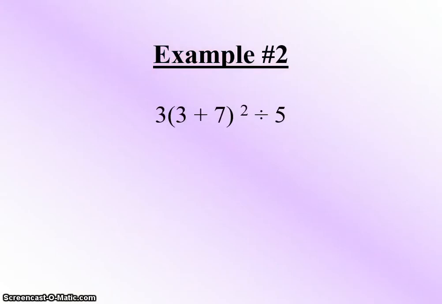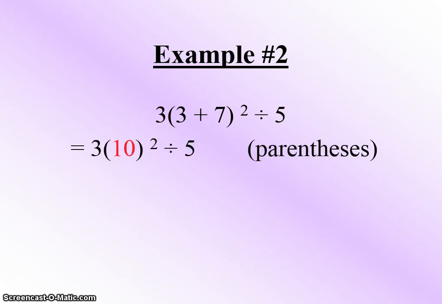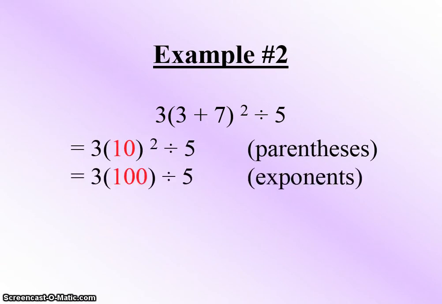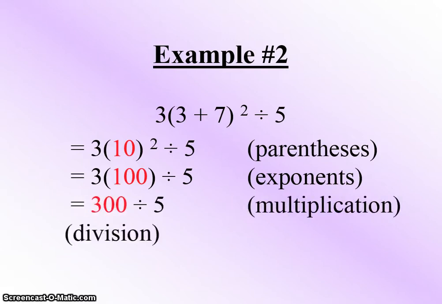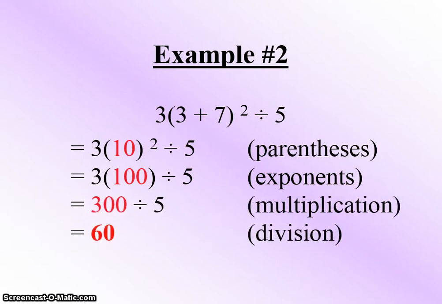Example 2. Well, we have multiplication, we have addition, we have division, and we have an exponent. So let's deal with the parenthesis first because we can't do the exponent unless we do what's inside the parenthesis. And then we do the exponent. And then you got multiply and divide. They're both equal, but we go to the left. So we would multiply first and then divide. So our answer would be 60.